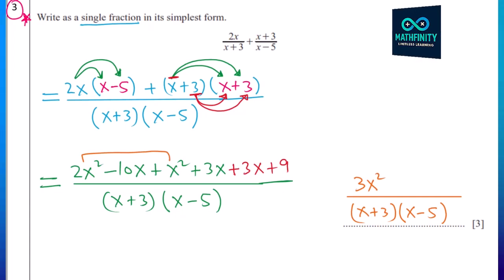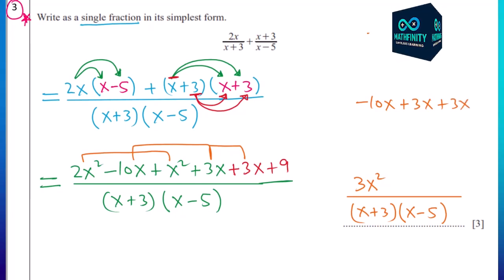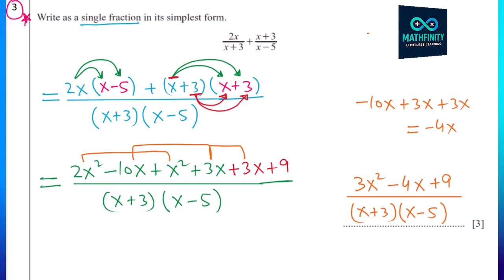Negative 10x and this one and this one, they are like terms. So you can solve here negative 10x, positive 3x, positive 3x. It will be negative 4x. So negative 4x you have to write here. And what are the numbers? Only one number is there, 9. Keep as it is. Okay, do the practice. Hopefully you understand how we merge two fractions into a single fraction.